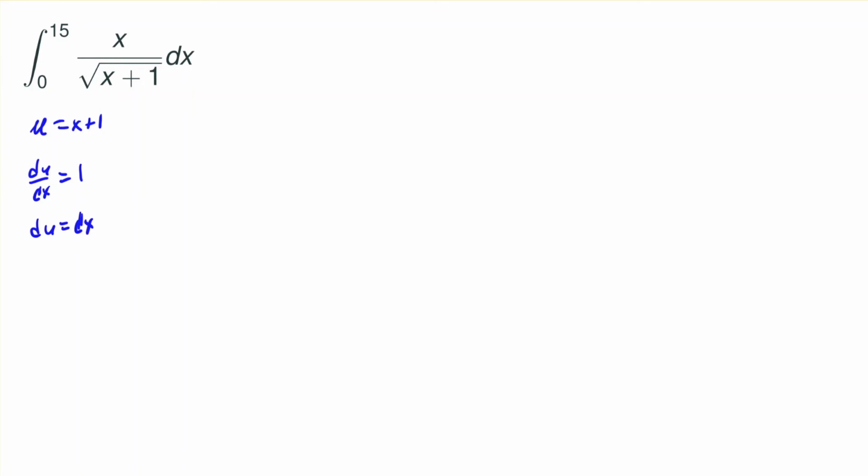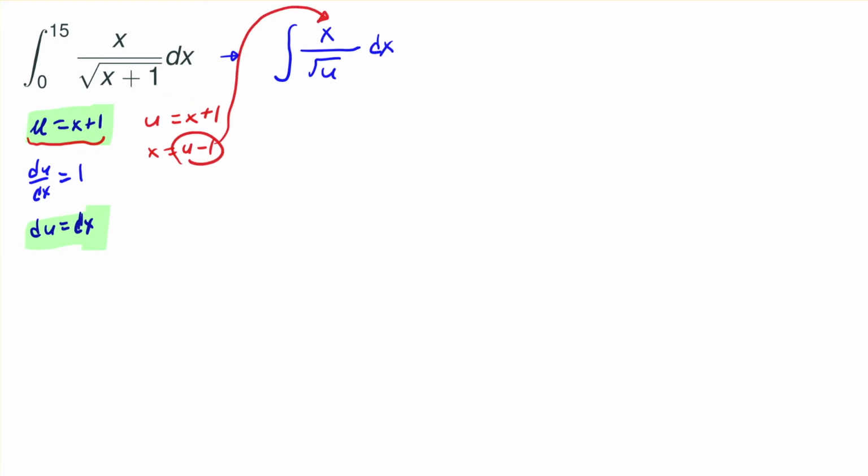For this one, let me actually do it step by step first. Let's plug these two in first and see what happens. I'm not going to do the bounds yet. So I get x over square root of u dx, right? So x doesn't cancel out here. What we can do is, if you look at this right here, u equals x plus 1. That means x is, I can subtract 1 from both sides, u minus 1. So I can also plug u minus 1 right here.